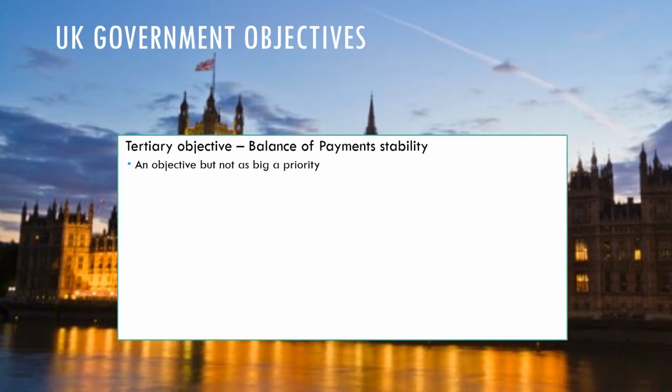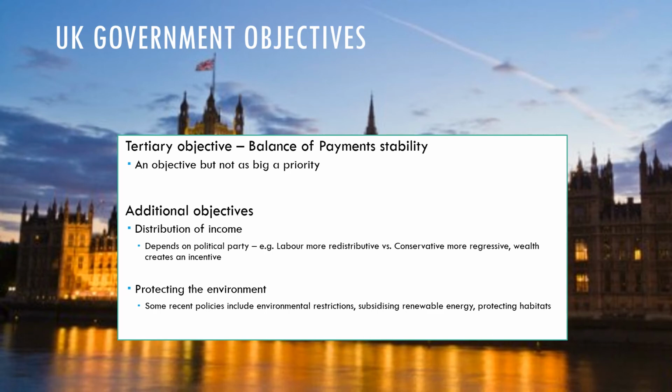Okay, another objective, one which doesn't really have much of a priority, is balance of payment stability, so having the amount of exports the same as the value of imports. This is considered an objective, but in the UK it's not seen as a big priority. Lastly, if we think about the distribution of income, it's slightly dubious whether this is an objective or not.